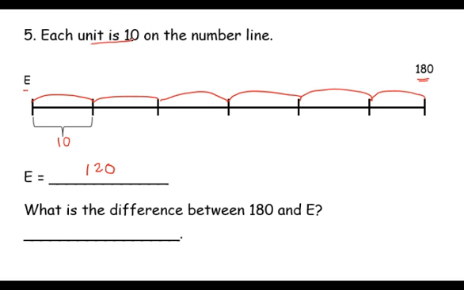To find the difference between 180 and E, which is 120, I can count my hops of 10. I have 10, 20, 30, 40, 50, 60. The difference between 180 and E is 60.